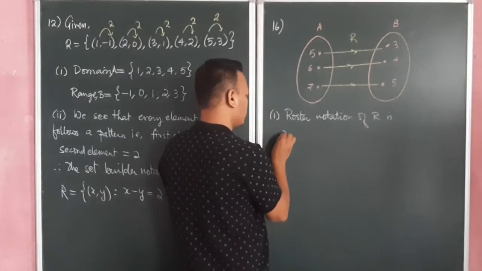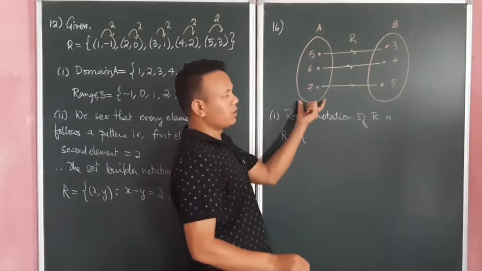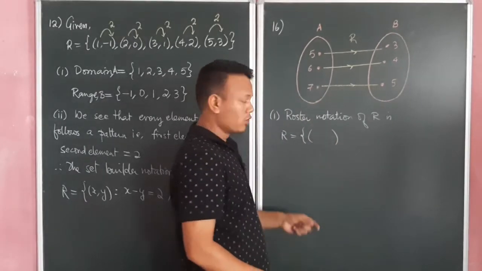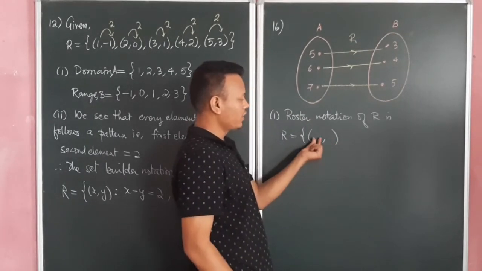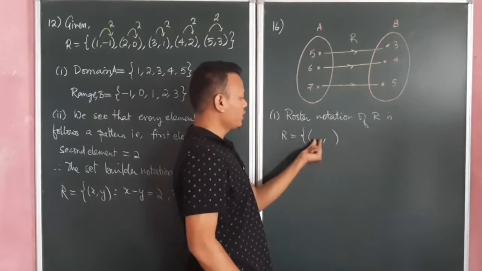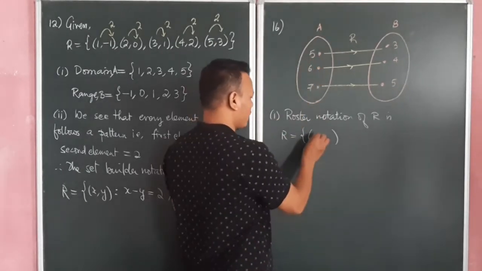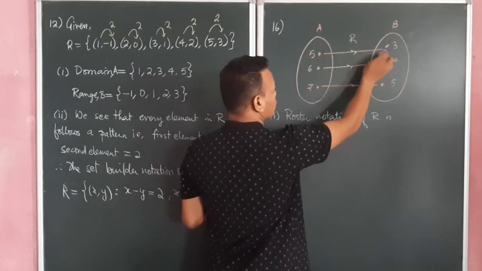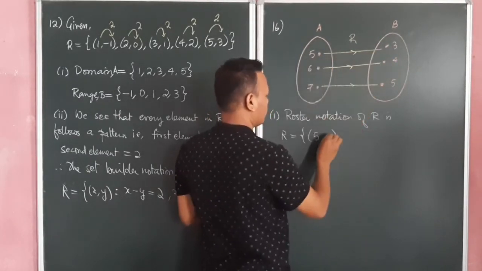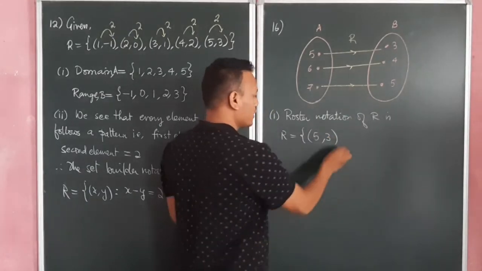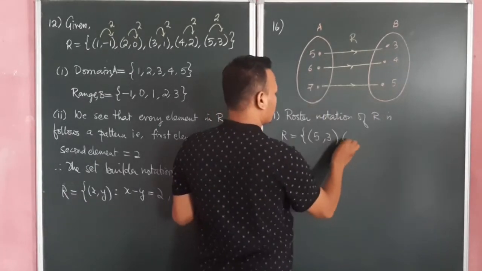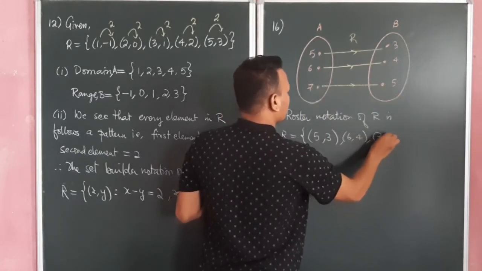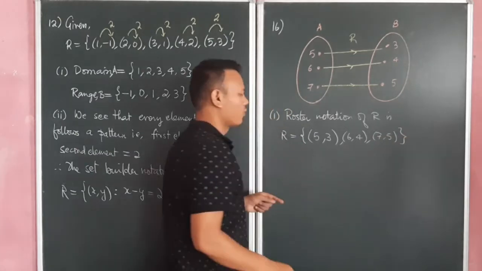If you see here, the first set is A, right? So we have ordered pairs here, isn't it? In this ordered pair, the first element comes from the first set. The first element from the first set here is 5, and this 5 is related to 3, because the arrow shows that 5 is related to 3. So 5 comma 3 will be the first element. Next will be 6 comma 4. Next ordered pair will be 7 and 5. So these are the only ordered pairs that can be formed here.